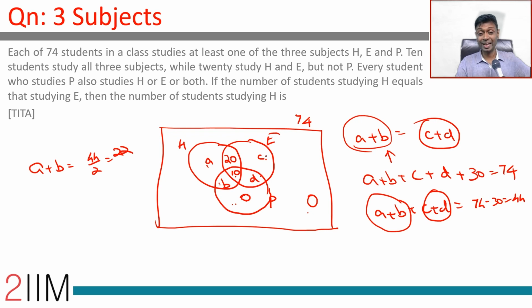The number of students studying H equals that studying E. Then the number of students studying H, A plus B, is 22. So 22 plus 10 is 32, plus 20 is 52. 30 here, 22 here, adding up to 52.